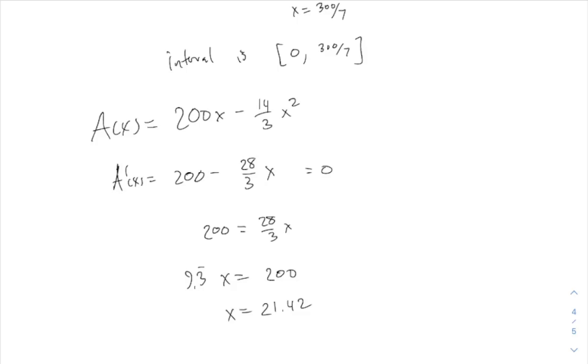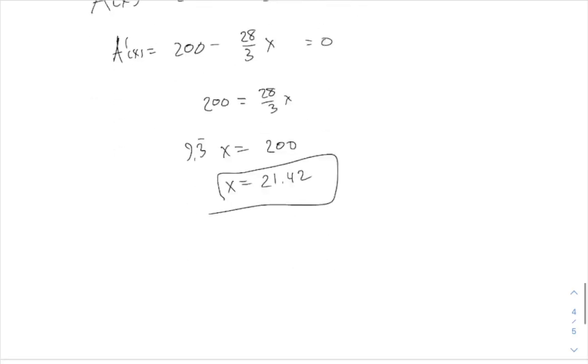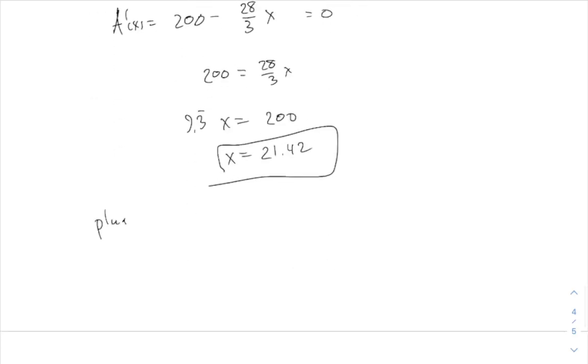So anyway, this is my critical number, right? Plug everything in. That's going to be the answer, really. We have to verify that it indeed gives you the maximum area, but I already know the two interval endpoints, 0 and that other number, 300 over 7, they both give you 0 area. So this other number must be the right one, 21.42. And what's the area there?